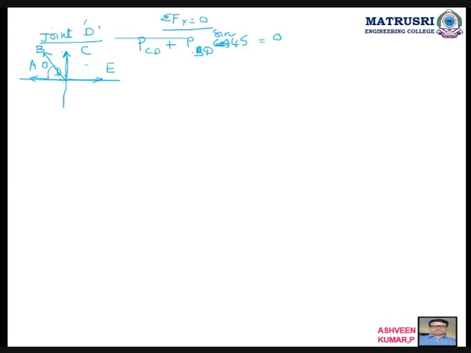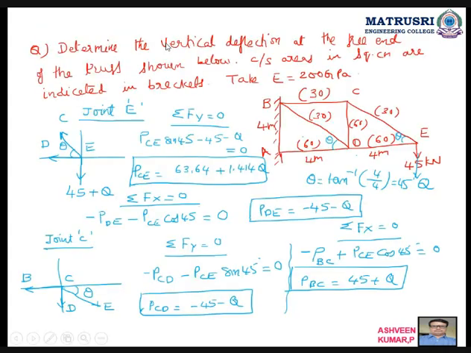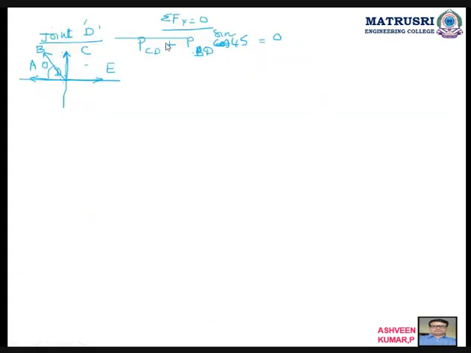BD angle is making with this one. This will be cos, this will be sin. So BD is equal to 0. You already got the CD value, 45 minus Q. Substitute here, and you will get the value of P_BD. P_BD is equal to 53.64 plus 1.414 Q. Over.